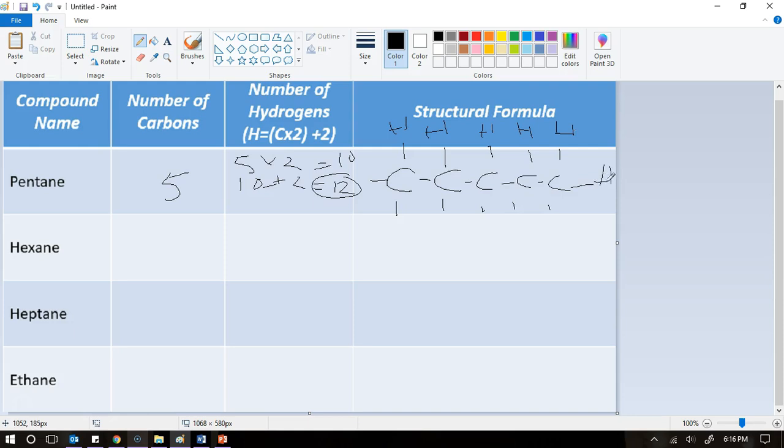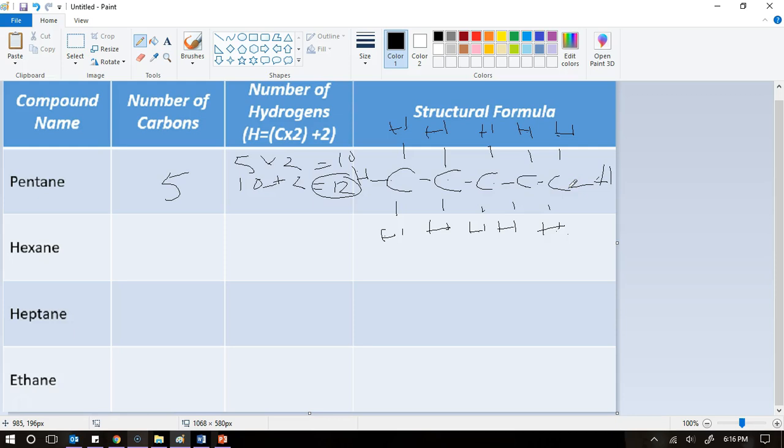And if I've done this correctly, I should end up with 12 hydrogens and 5 carbons. So let's double check and make sure that works. So I've got 1, 2, 3, 4, 5, 6, 7, 8, 9, 10, 11, 12 hydrogens, and 1, 2, 3, 4, and 5 carbons. So good. We've done what we needed to accomplish that one.